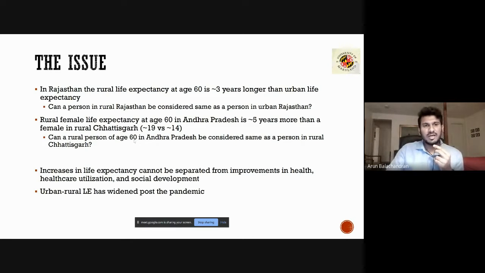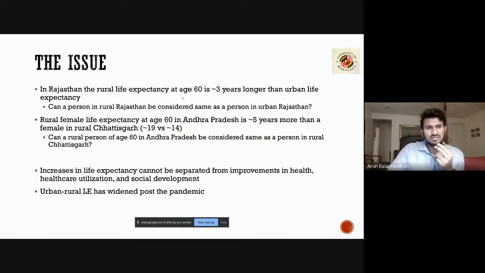Say Rajasthan. In Rajasthan, the rural life expectancy at age 60 is around 3 years shorter than the urban life expectancy. A person at age 60 in rural Rajasthan can expect to live only 3 years less than a person in urban Rajasthan. So can we consider them as unique, or can we say both of them are homogeneously old?